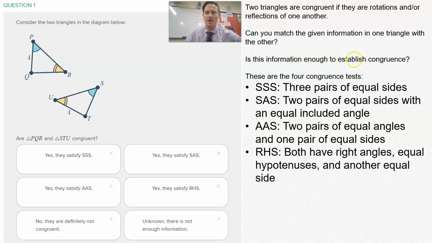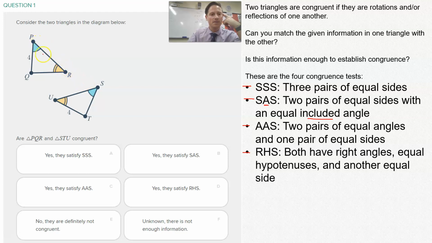So can we match the given information in one triangle with the other? And is this enough to establish congruence? To be able to say that triangles are congruent, we need to be able to tick off one of these proofs, which I covered in the previous video. SSS, SAS, and just a reminder that the angle in SAS needs to be an included angle, which is in between the two sides, and AAS, which is when two pairs of equal angles and one pair of equal sides, and RHS. So at the moment, we've got two triangles here. Let's see if we can establish some congruence.